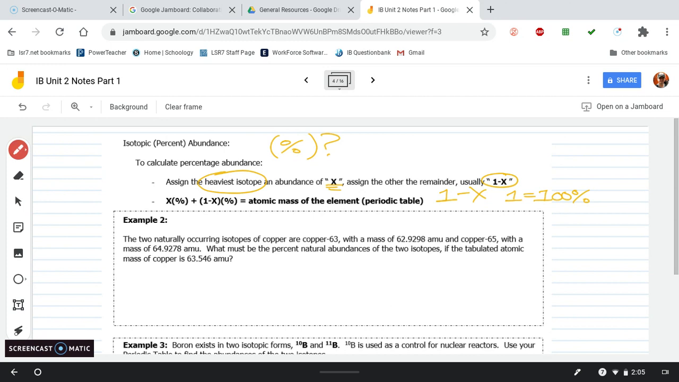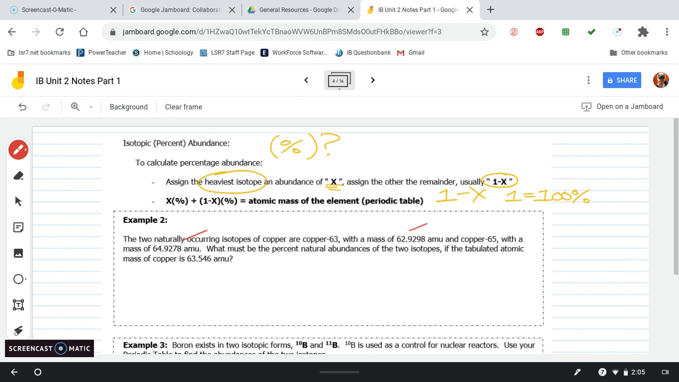Okay, we got copper 63 and we got a weight. And we got copper 65 and we got a weight. And then we know the total, they say the tabulated atomic mass is 63.546. So we've got 2 isotopes. One weighs 62.9298, one weighs 64.9278, and the overall mass is 63.546. It wants to know the percentages, which you cannot look up on the periodic table, which is why this is a better question.